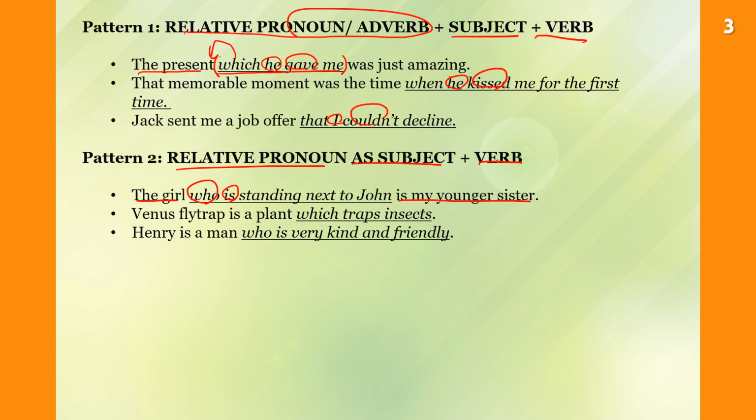Venus flytrap is a plant which traps insects. So this one, which is the subject, traps is the verb. Henry is a man who is very kind and friendly. So who is the subject, is is the verb.